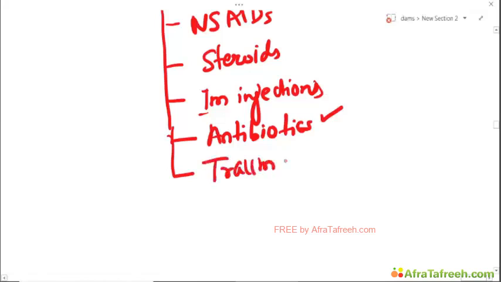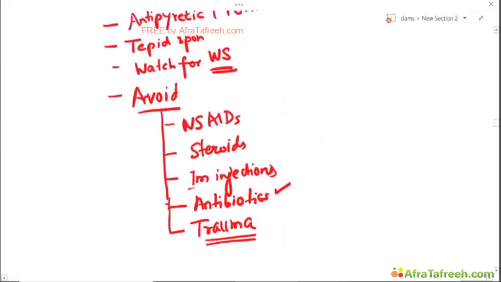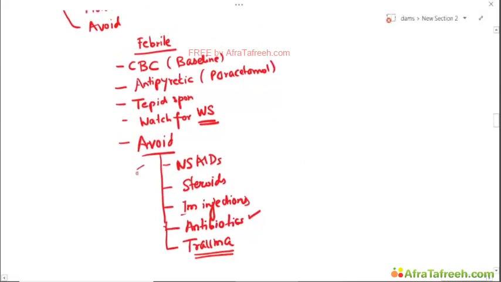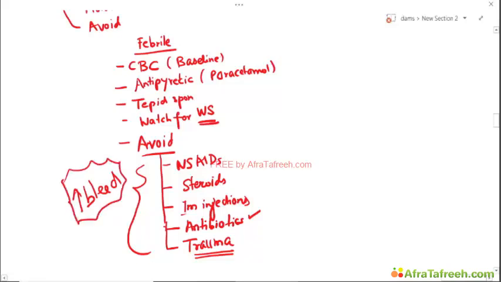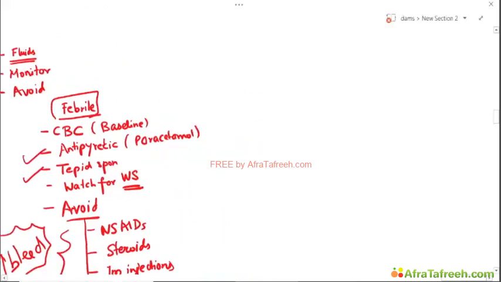You cannot avoid it completely, and obviously there could be accidents, but you need to take care that trauma is reduced to a minimum, or avoided if you can, because if any of these conditions is there, there's an increased risk of bleeding. So these are bad. So this is the treatment in the febrile phase, as simple as tepid sponging and paracetamol.